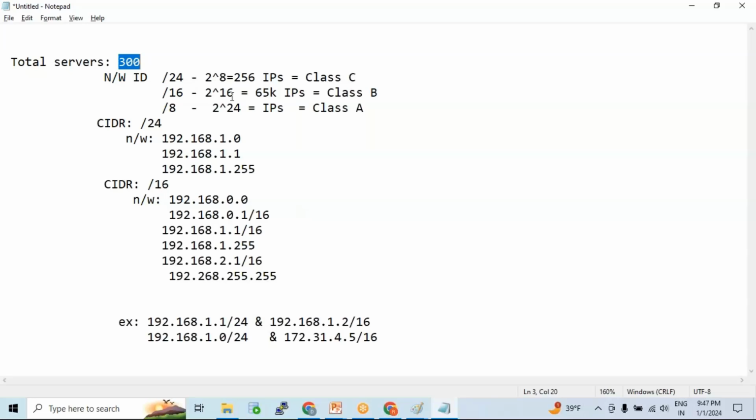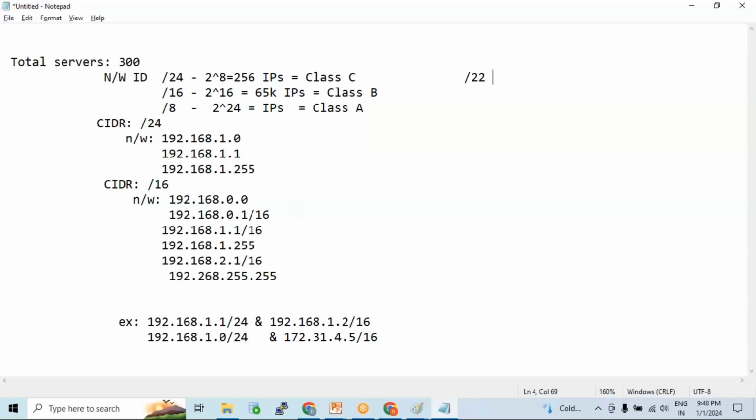The class is the one which is deciding how many IPs you want. Of course, indirectly the CIDR is the one which is deciding. So now my question is, can I go with the CIDR called slash 22? Can I go with slash 22, guys?